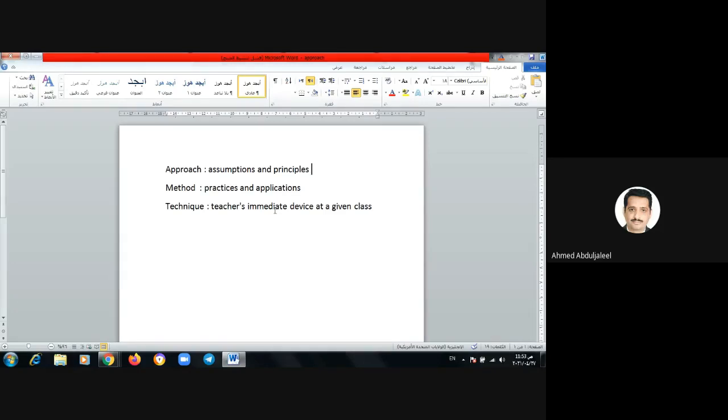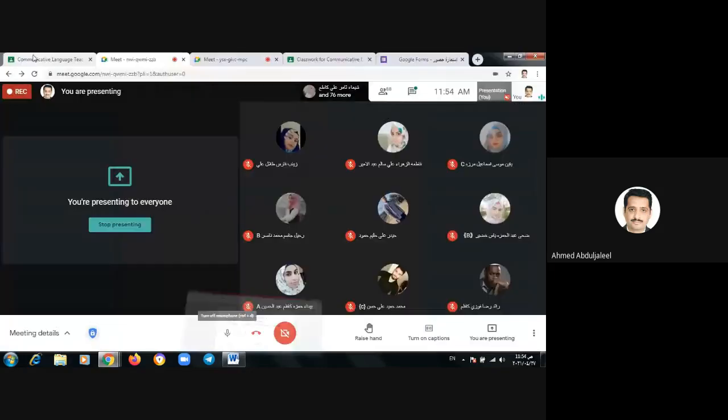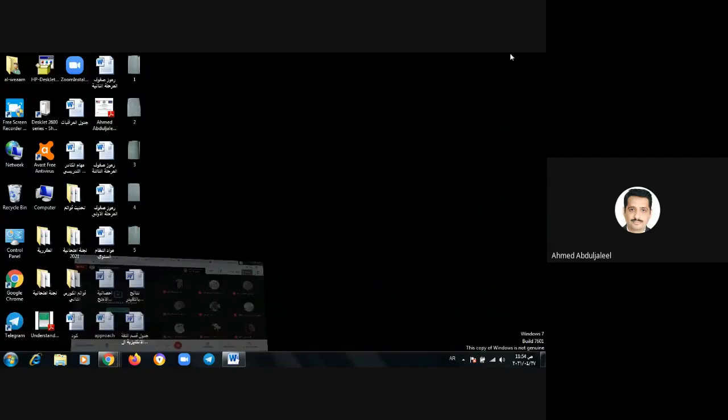And then we move to the technique, which is related to the teacher only. What way that the teacher can follow specifically in a specific lesson and in a specific activity. Of course, we have different activities in a lesson: pronunciation, grammar, passages, vocabulary, paragraph writing, for example, or writing in general, any activity which is related to writing. So this is a good introduction just to know about approach, method, and technique.